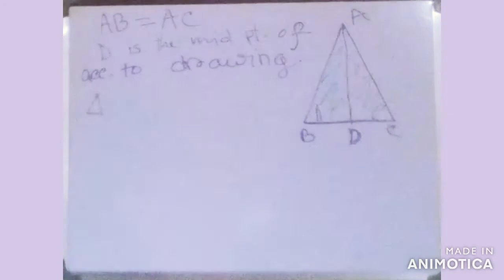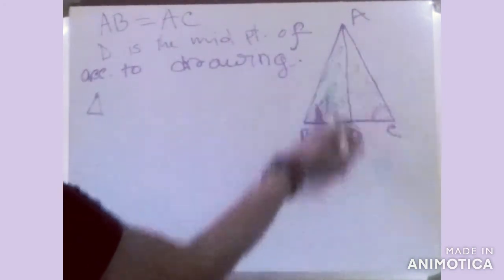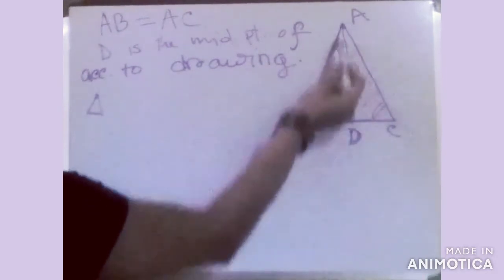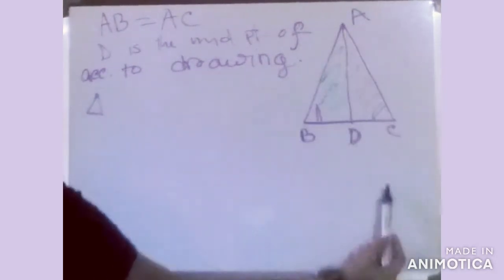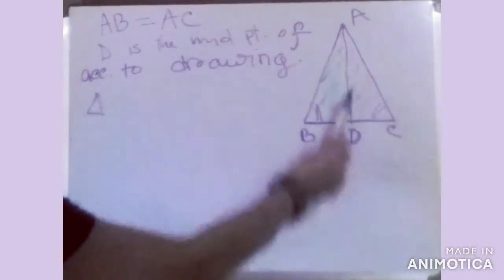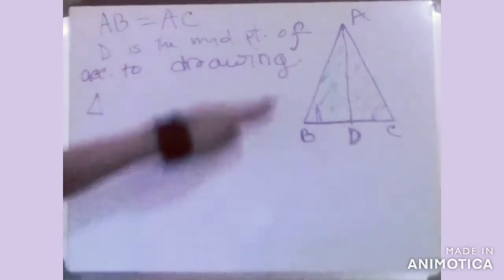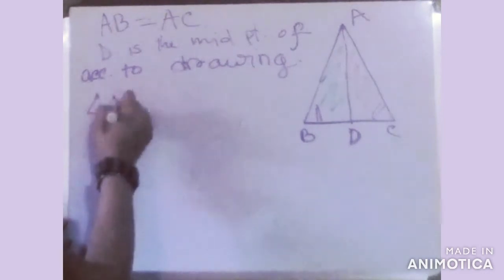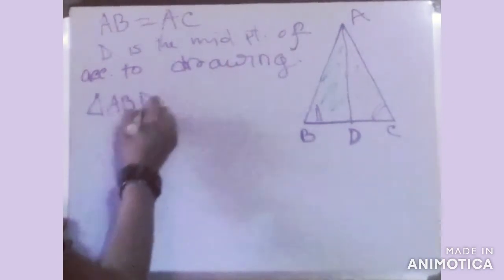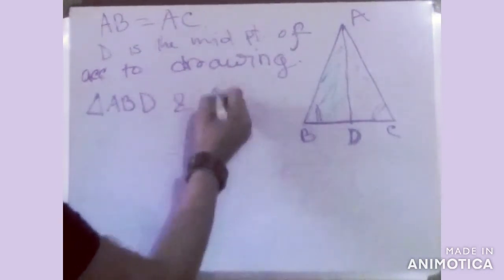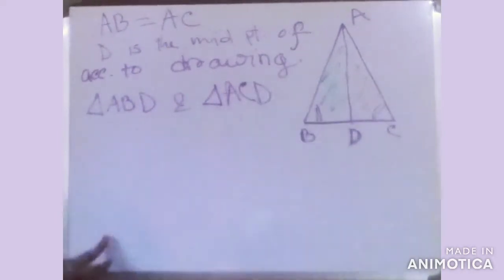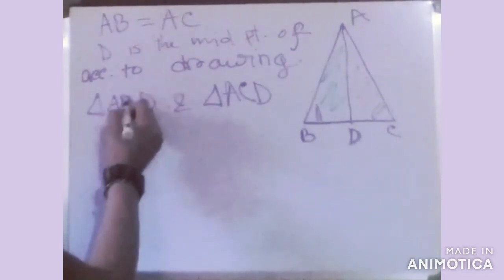Now we will prove it. Very clearly, we are getting two triangles when we have drawn the line AD. One triangle is ABD and another triangle is ACD. Now we will compare both the triangles. See, in triangle ABD and in triangle ACD, or ADC, whatever you say, but ACD is alphabetically coming.